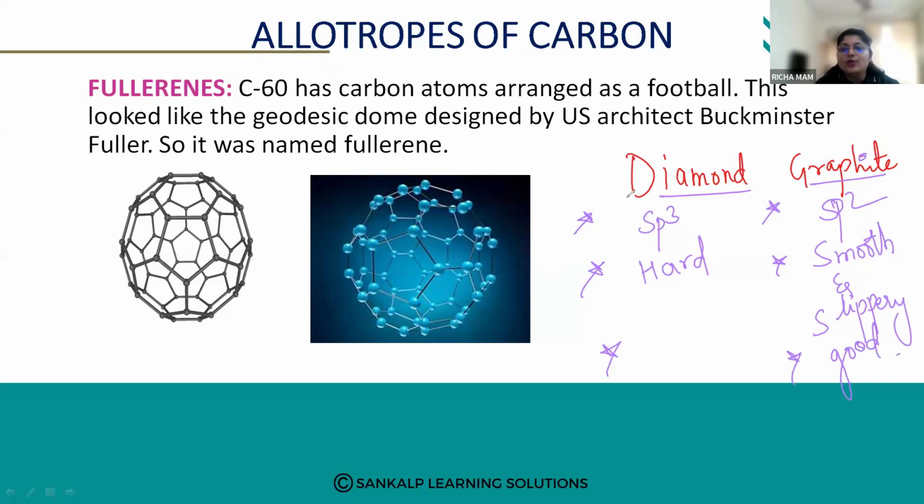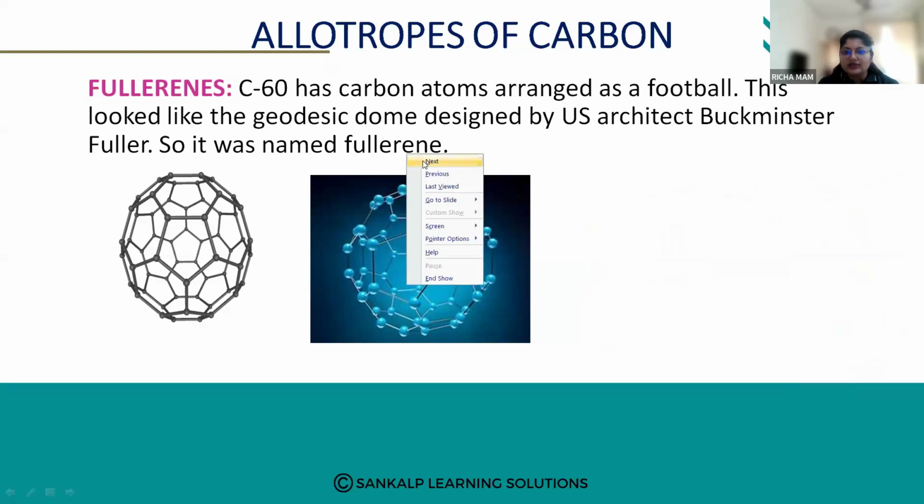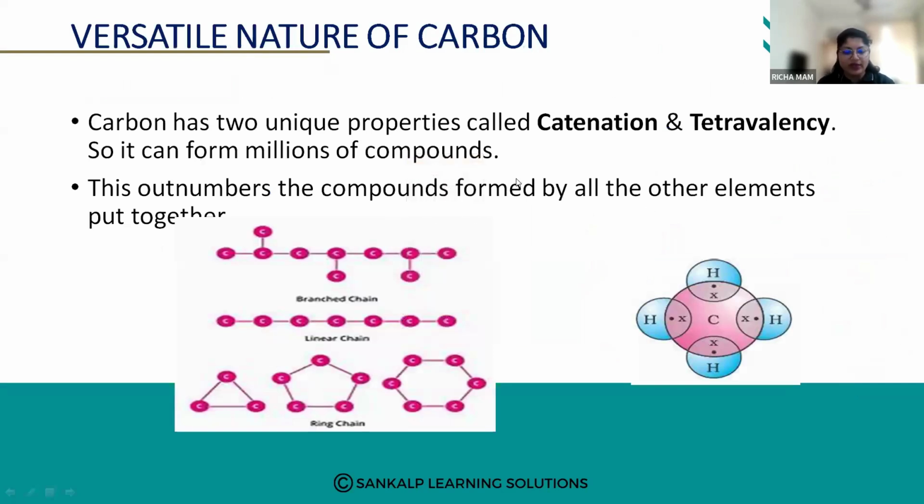So what are allotropes? What are the three types of allotropes, and how is each allotrope different? How is the structure of diamond, how is the structure of graphite, and how is the structure of fullerene? These are the three important things you have to keep in mind. I hope this is clear. Any doubts, you can ask me if you have any doubts.